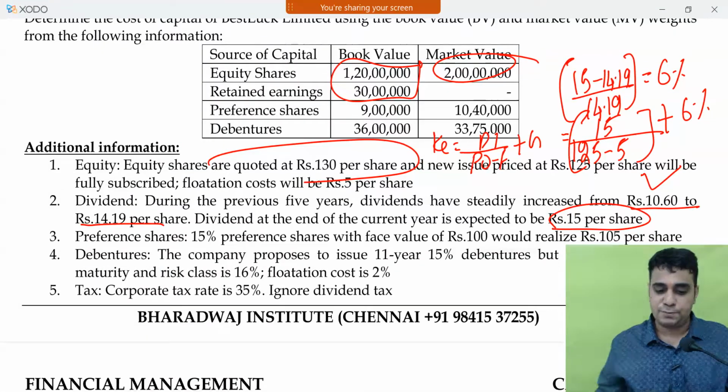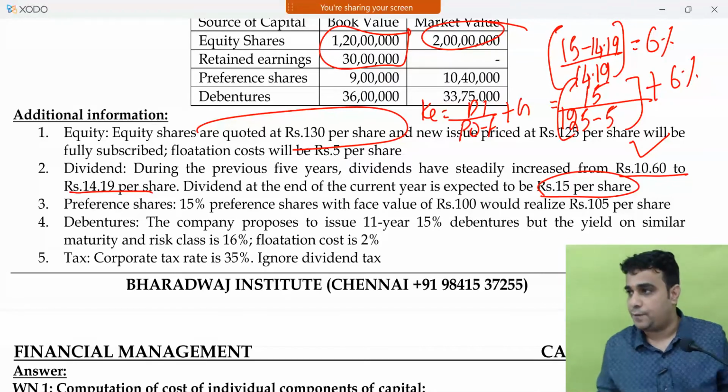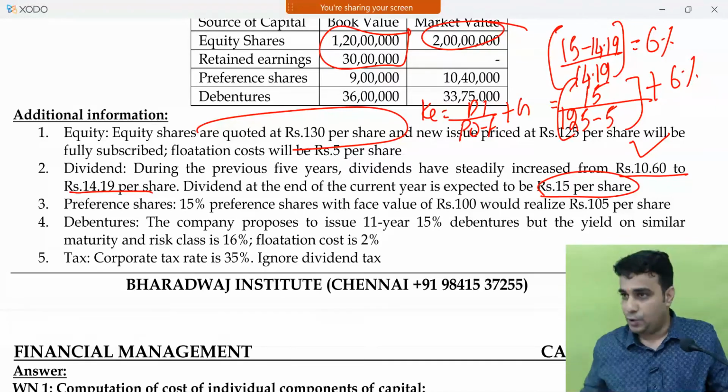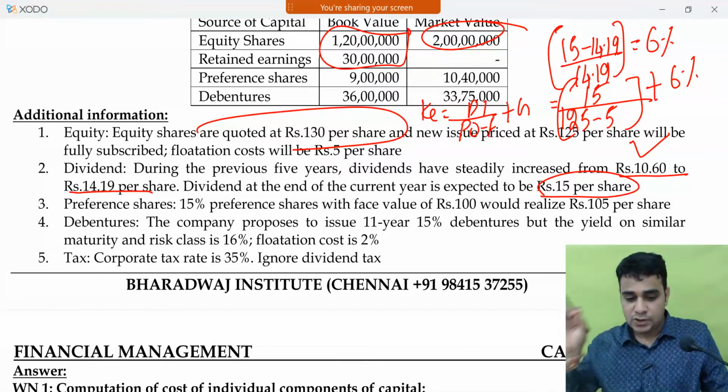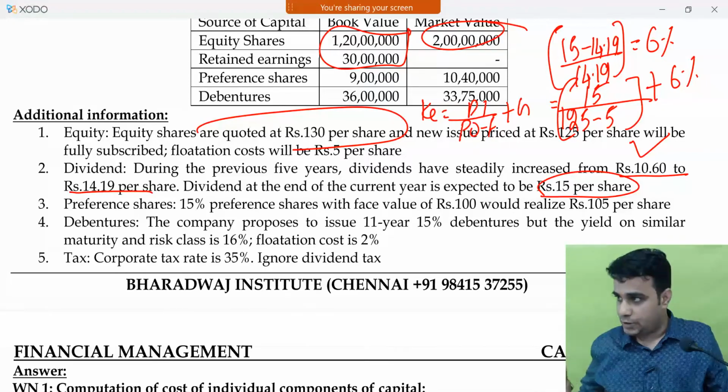Another important issue is preference capital is also fine. A 15% preference share with face value of 100 would realize 105. No information on the life of the instrument. So 15 rupees is the dividend. Net proceeds is 105. They have mentioned net proceeds to be 105.